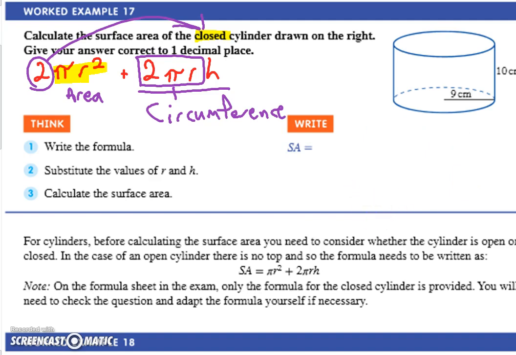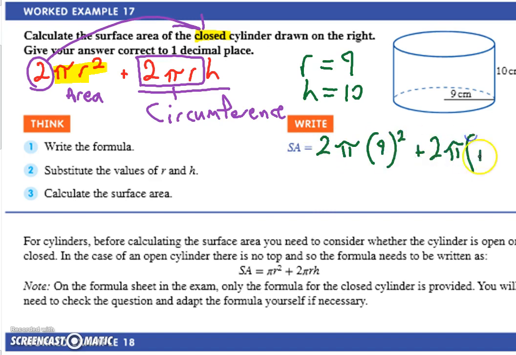Excellent. All right, so now we've written down the formula. Now what do we do? Excellent. What's R? 9. What's H? 10. Is there any other variables? There's only 2 variables. Pi is not a variable. All right, so surface area: 2 pi 9 squared plus 2 pi 9 10.